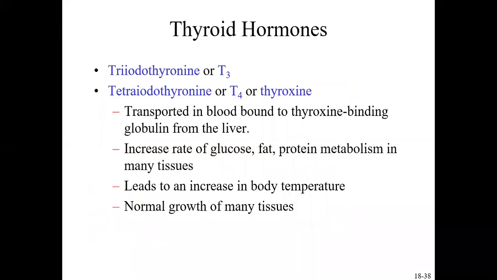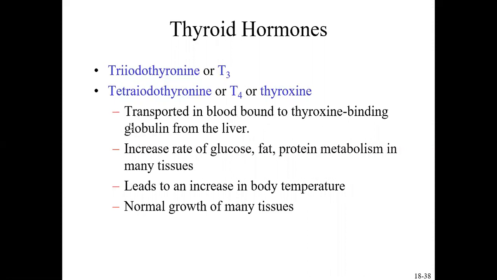The first two are shown on this slide, T3 and T4. You can see what T3 and T4 actually stand for, triiodothyronine and tetraiodothyronine, but usually you just see these abbreviated T3 and T4. Here are a few points about each of these thyroid hormones. They're basically metabolic type hormones. The first point to make here is that they require a transport binding protein to help them be transported in the blood. That type of protein is called a thyroxine binding globulin.